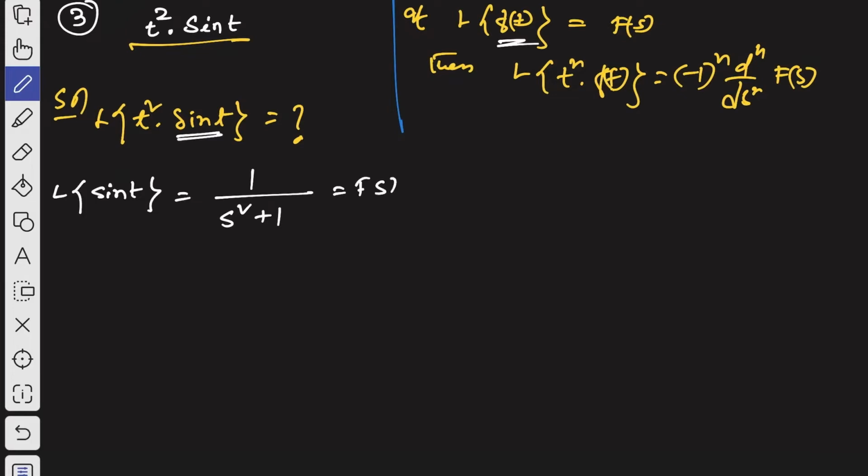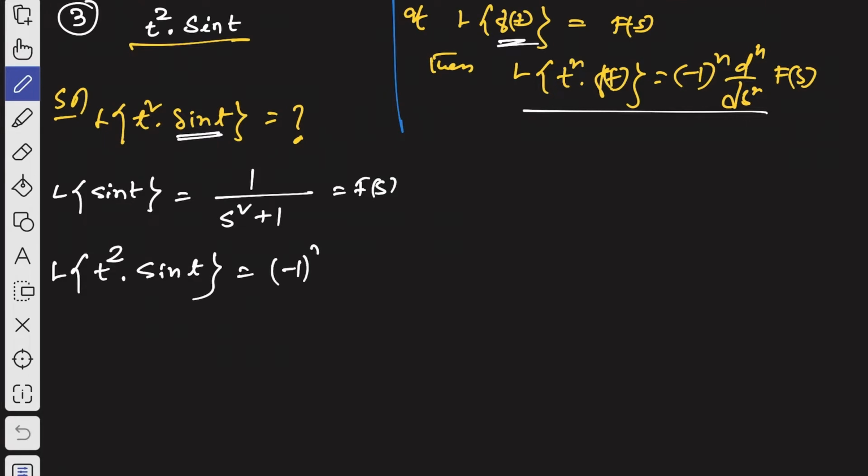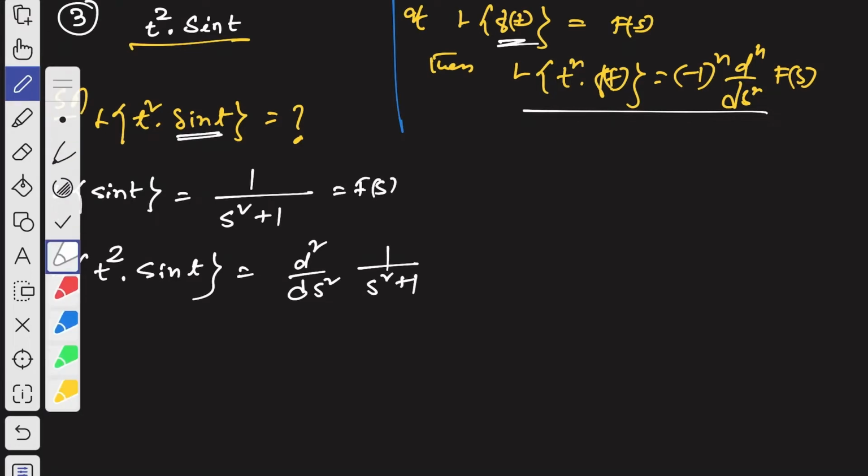So this is our capital F of s in this case. Now according to this theorem, the Laplace transformation of t square, sorry, instead of n we have square now, sine t, that's going to be equal to (-1) square, that's going to be plus 1, so we can ignore it. So the second order derivative of f of s, here f of s is 1 by s square plus 1, right? That's what we will get.